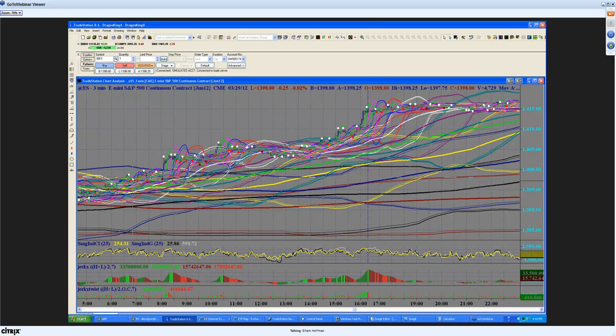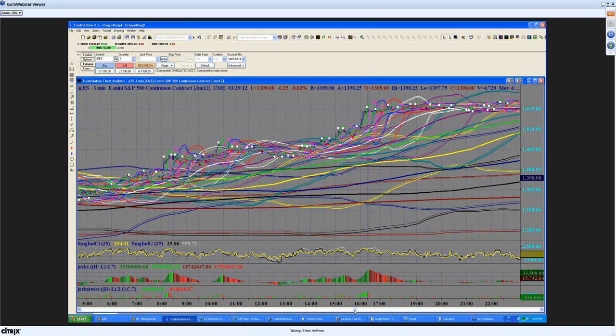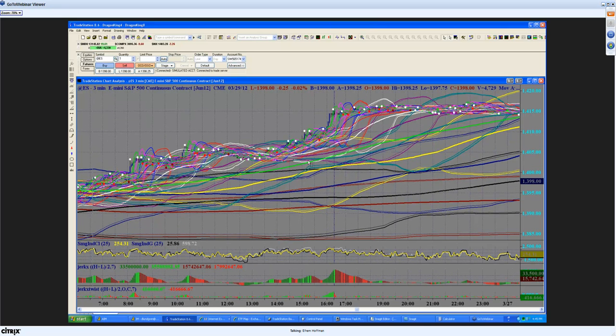The market broke out of that 1399.50 area and rallied. And when did it actually break out? Just to give you a reference, it actually broke out on the 26th of March. Then the market started rallying up, okay?